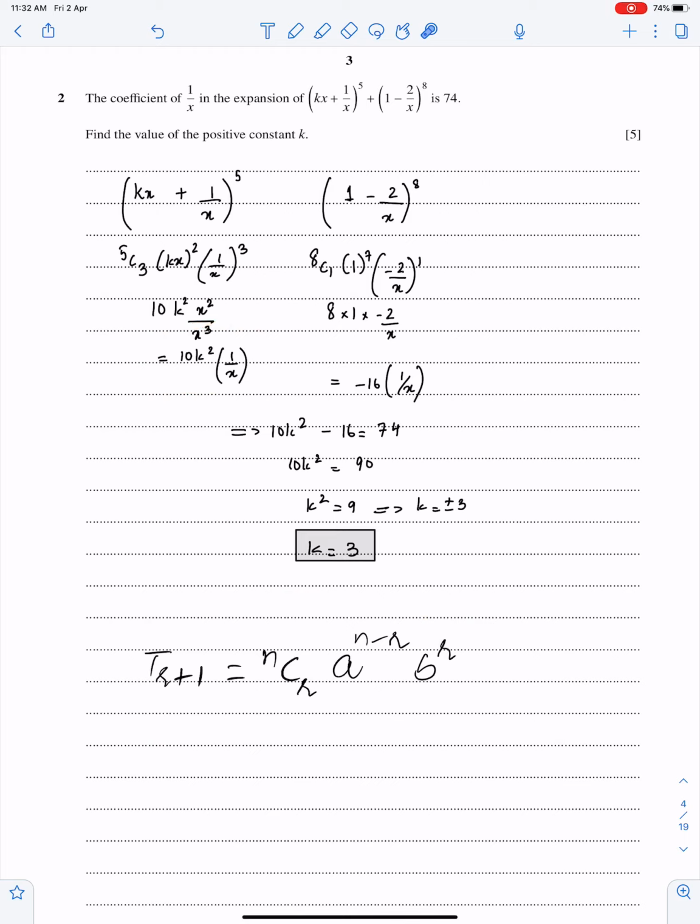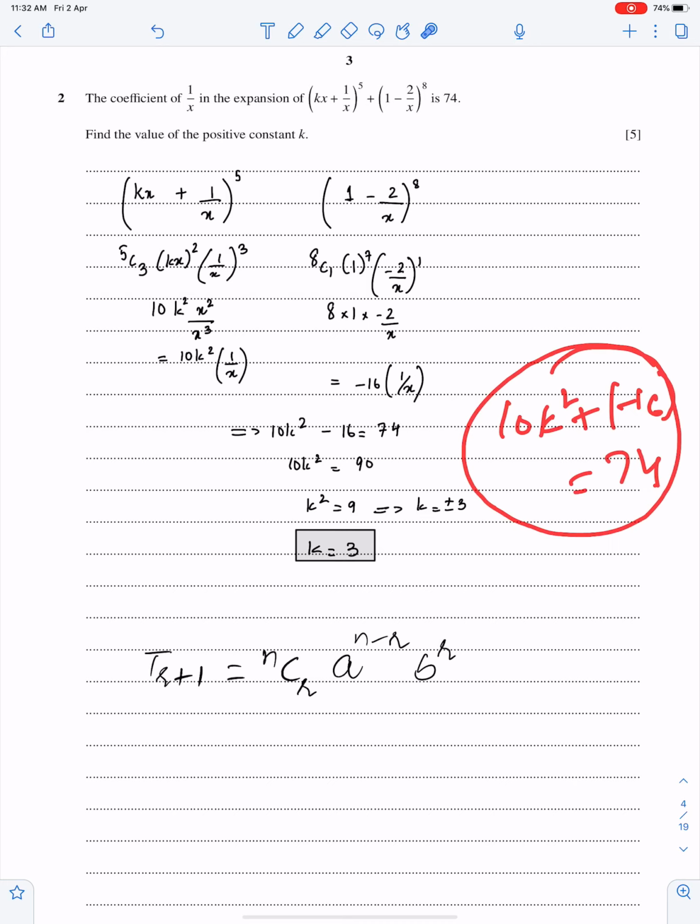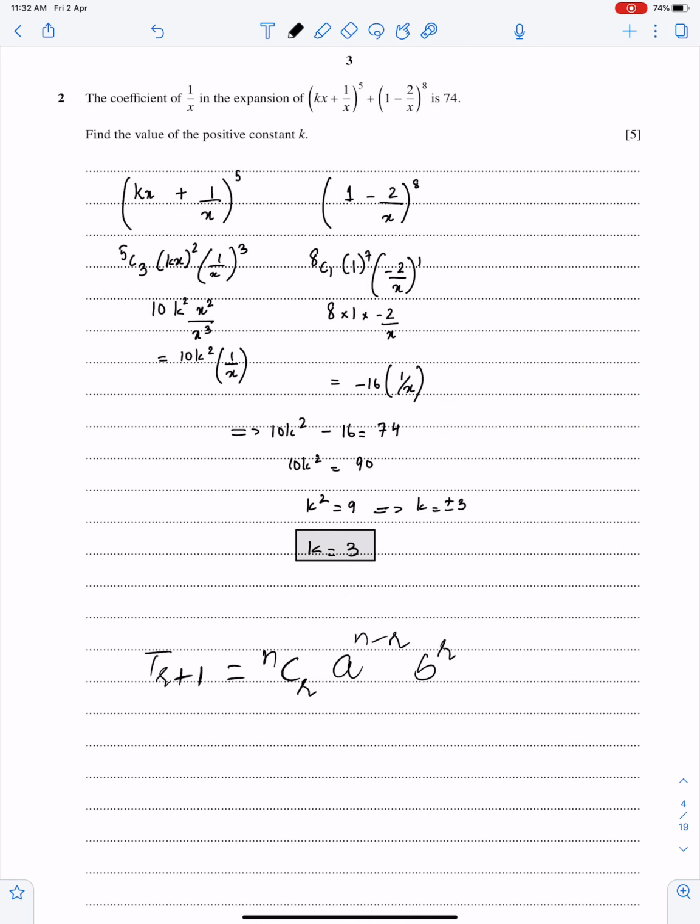Here for 1 upon x, the term is the second, T2. So you have the option to go for the expansion, expand this. If you are not good at binomial, then the simplest option is to expand the expansions. Expand this and get the terms which contain 1 upon x, and then take their sum, because we have a positive sign here. So the sum of these two, 10k square plus negative 16, is 74. By solving this equation we can get the positive value of k. It's mentioned k is positive.